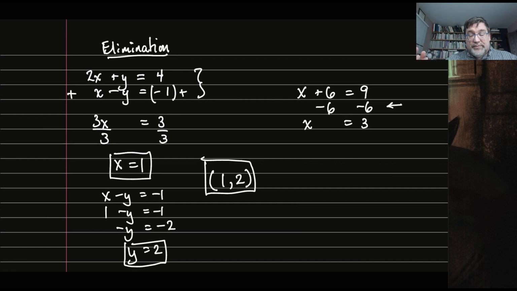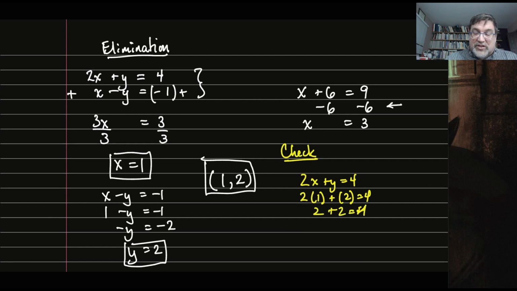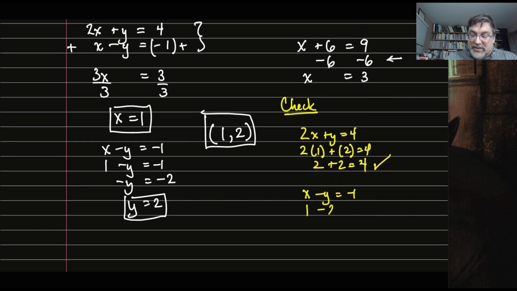Let's just verify that this worked. Okay, so I'm going to check this. I'm going to try (1, 2) in 2x plus y equals 4. So 2 times 1 plus 2 equals 4, and I get 2 plus 2 equals 4. Oops, I started to put a check mark there before I finished. Let me try that again. Equals 4. Hey, that worked. Let's check it with the other one: x minus y equals negative 1. So 1 minus 2 equals negative 1. Yep, that worked. So hey, my system is solved, and I found the point.